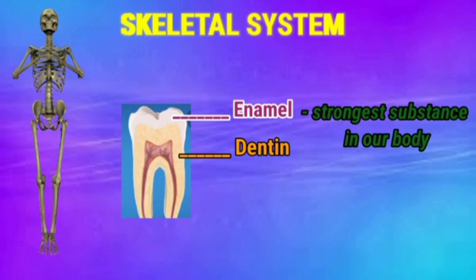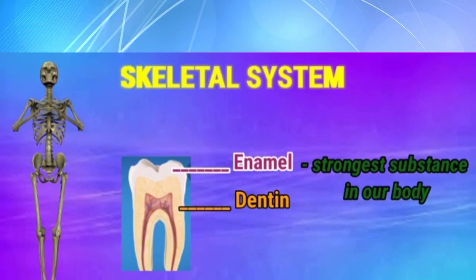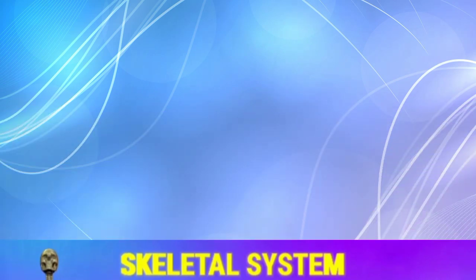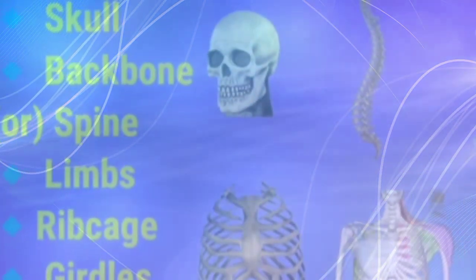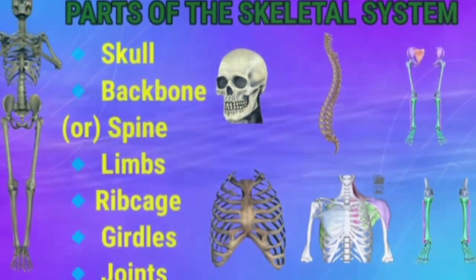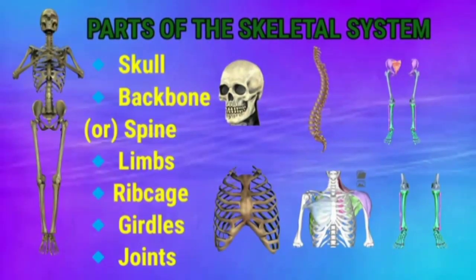Which is the strongest substance in our body? Enamel is the strongest substance in our body. Name the different parts of the skeletal system. The main parts of the skeletal system are the skull, backbone or spine, limbs, ribcage, girdles, and joints.